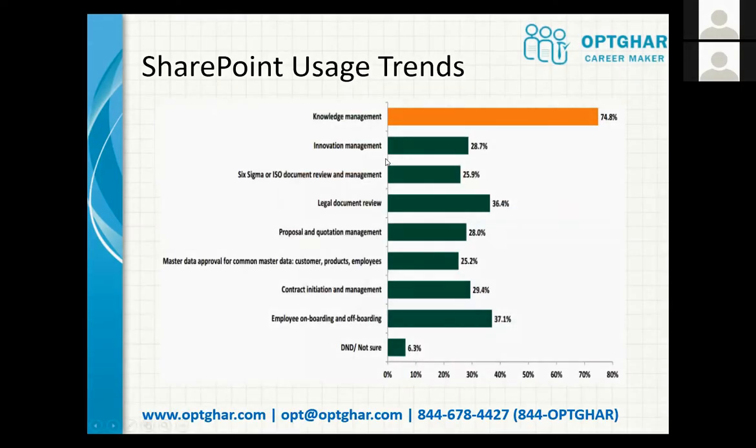So this is what we have right now, like knowledge management. I have just made it very understandable: for knowledge management, people are using it around 75%. They have something called innovation management, where they create their custom applications using SharePoint. So this is around 27%. They have some document review management, so document management they have. In this way there are a lot of methods we can use, or leverage, SharePoint.